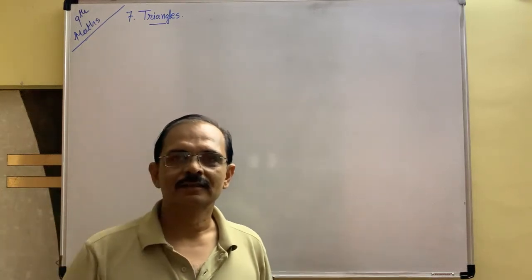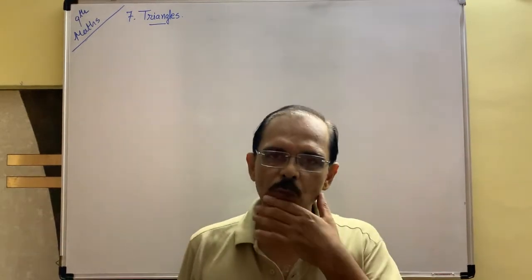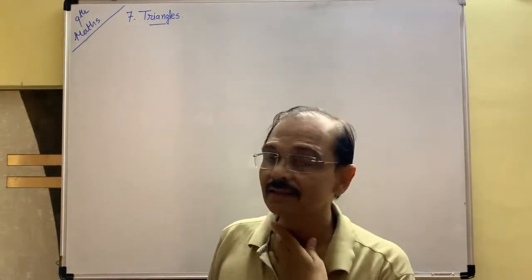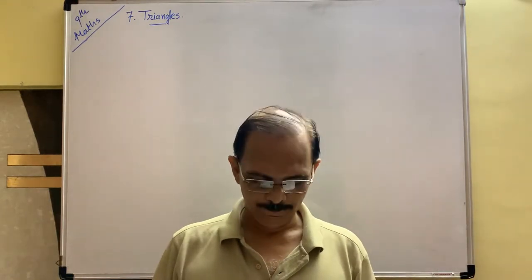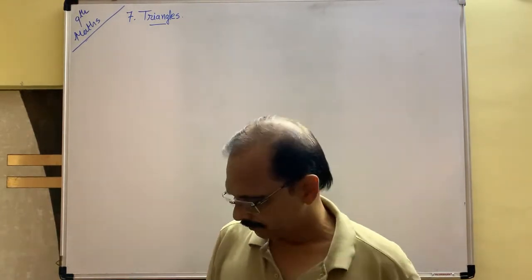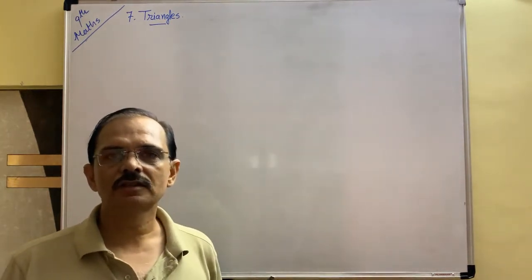Hello everyone. Now let us start your exercise 7.2. But before starting this, there is a theorem on page number 121. Okay, see, the first concept is about isosceles triangle.